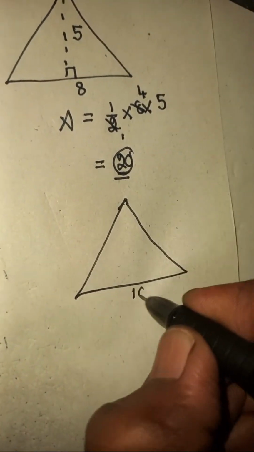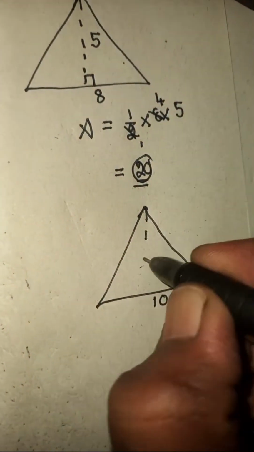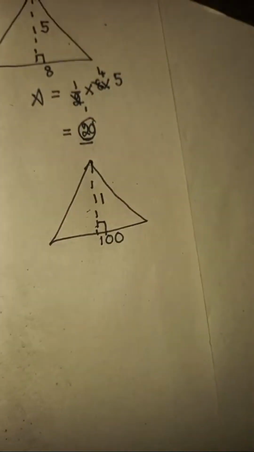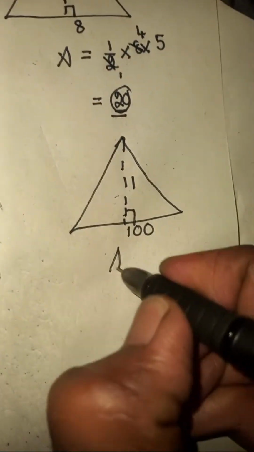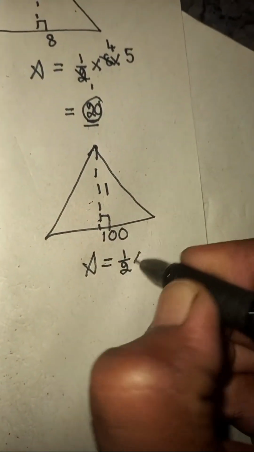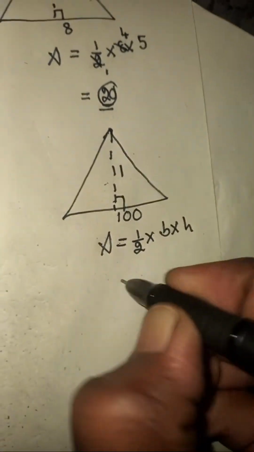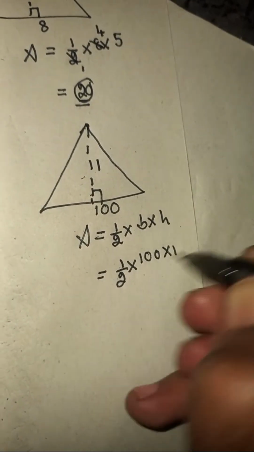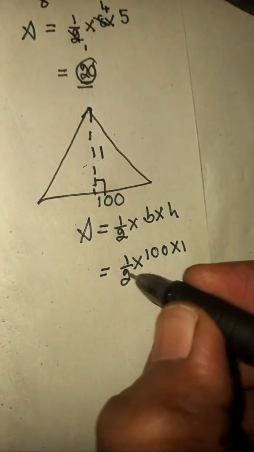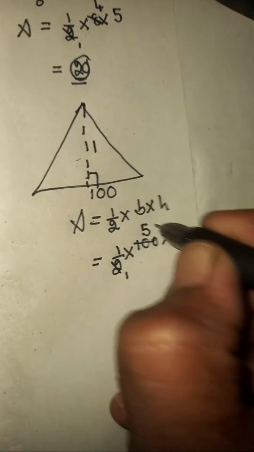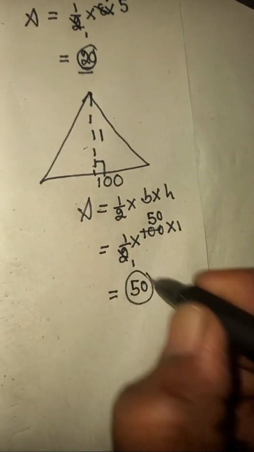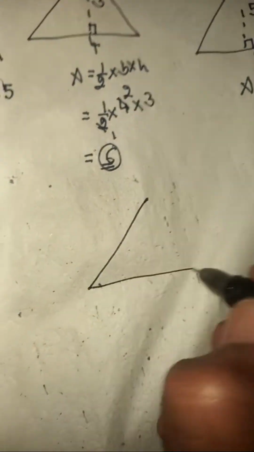They have given base length as 100 units and the perpendicular height as just 1 unit. Now also the area is the same, half times base times perpendicular height, which is half times 100 times 1. Here you can divide as 2 1 times 2, 50 times, 50 times 1 becomes 50 square units. And another triangle.